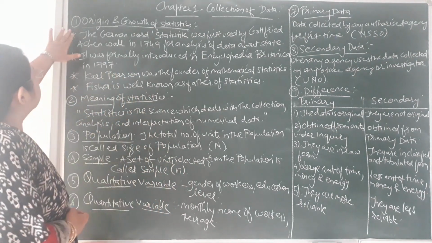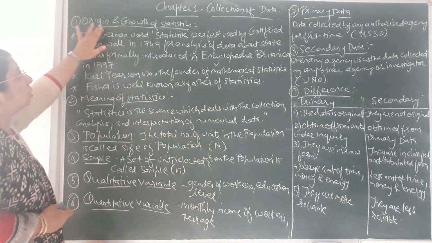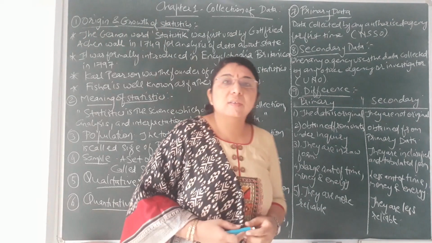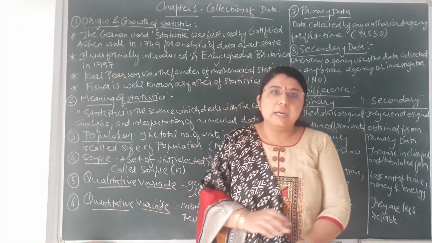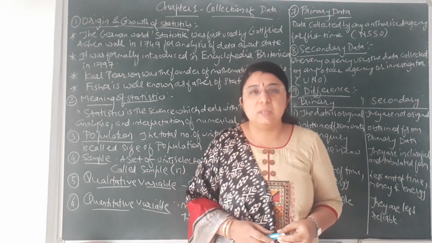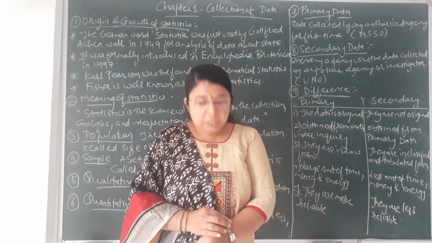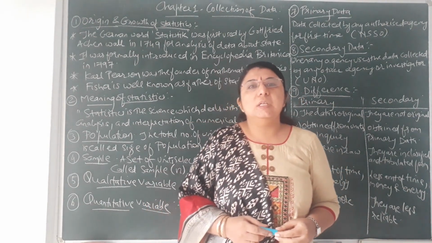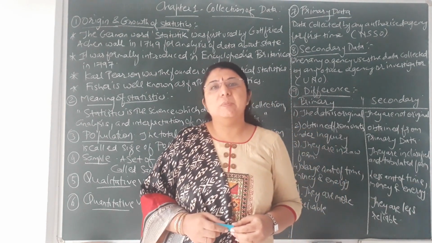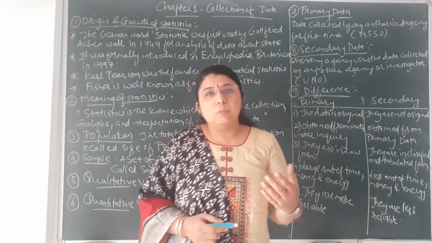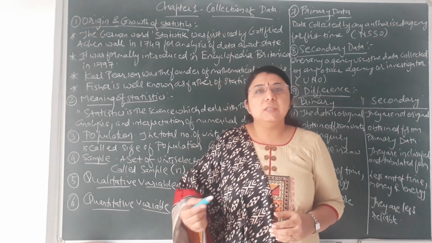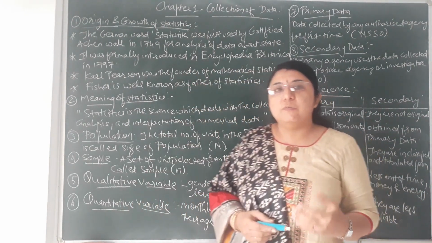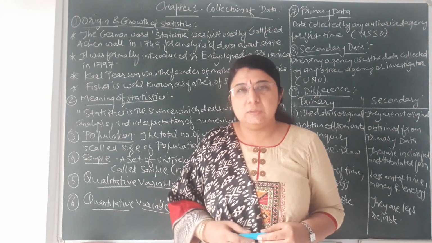Now, the first topic given in your textbook is origin and growth of statistics. From where has this word statistics arisen? In history, in standard 10th also, you have studied that Abul Fazl wrote the book Ain Akbari in the 16th century. In it he also mentioned the statistical system for revenue and administration in the Mughal Empire. So from the time of the Mughal emperors, statistics was being utilized. Its origin goes back to the early age of the 15th or 16th century.